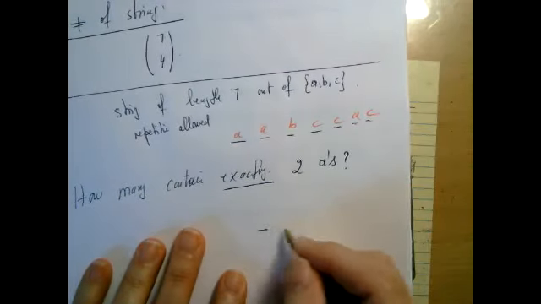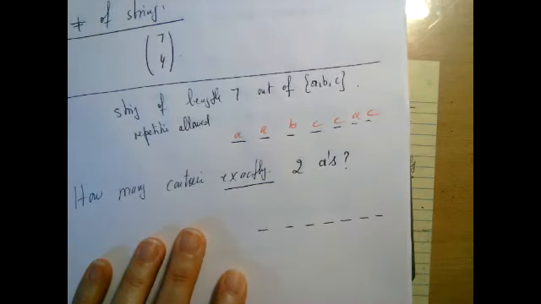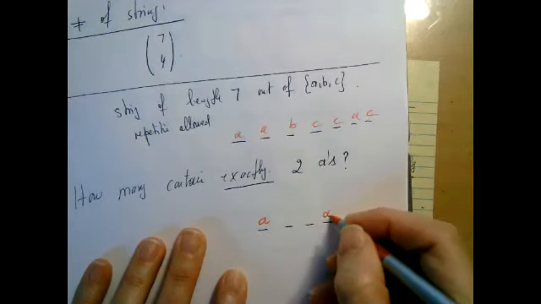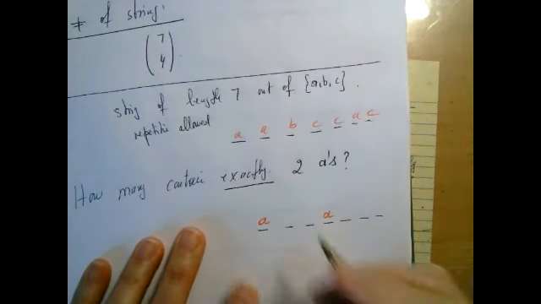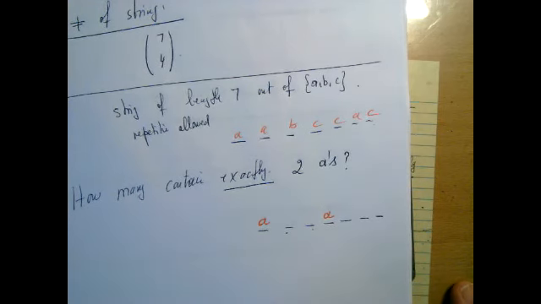So 1, 2, 3, 4, 5, 6, 7. I want 2 A's. That's what I want. And the rest are the B's and the C's. So how do we think about this problem?